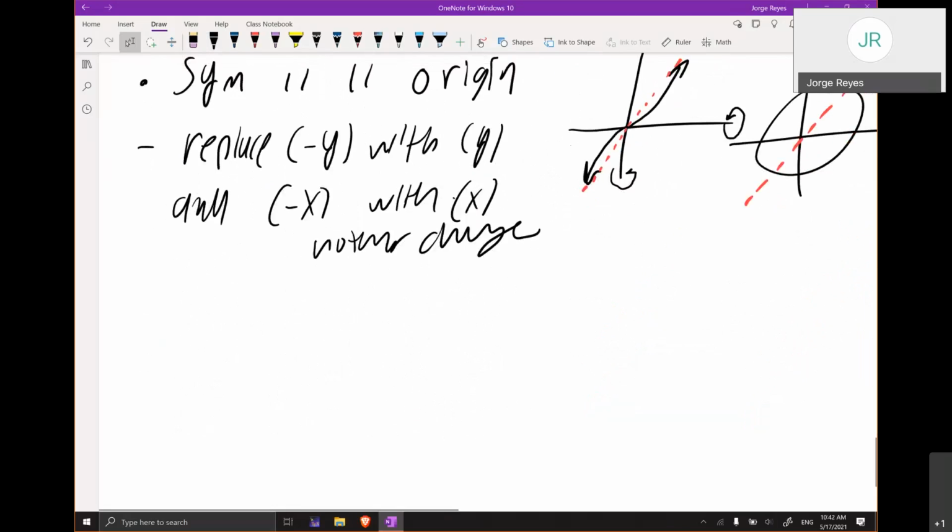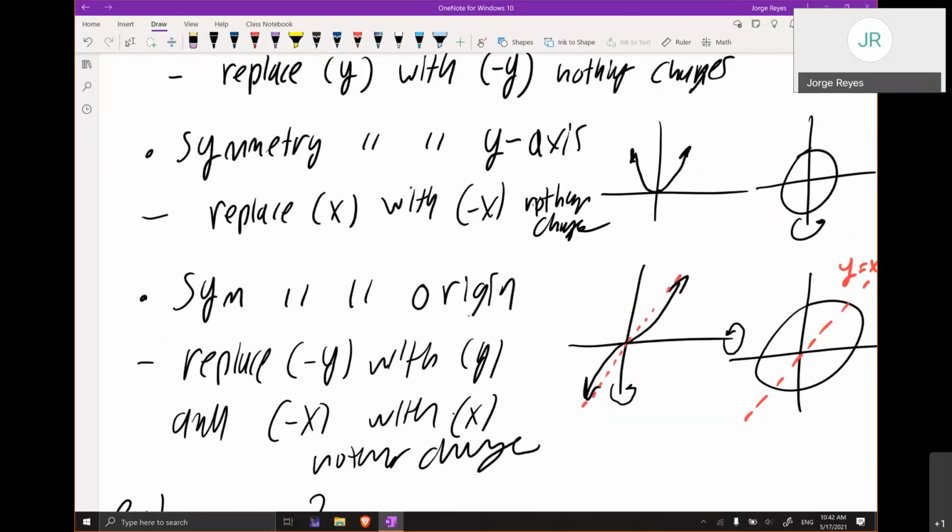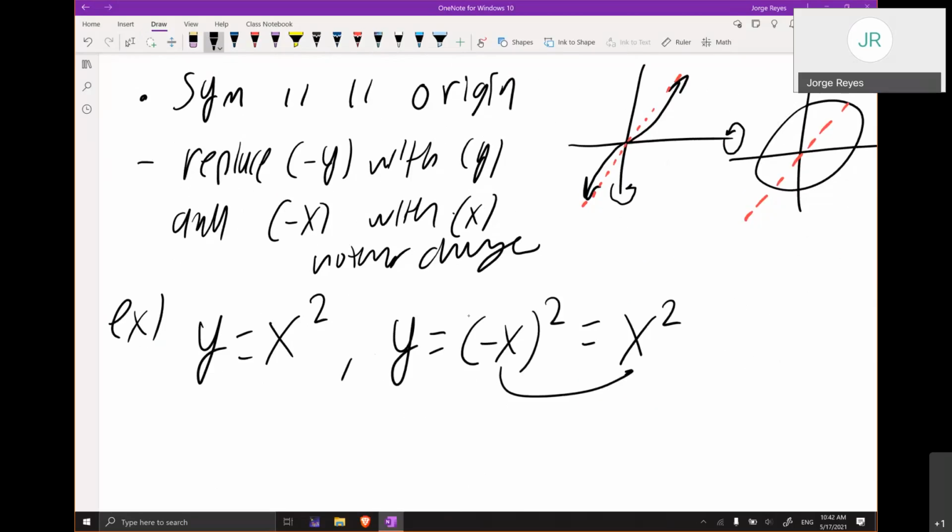So let's just do one or two examples here. I'm going to have y equals x squared, which we know is a parabola, hopefully. So this should be y-axis symmetric. To check, I'm going to plug in negative x, and we know that negatives inside of squares just disappear. So it's x squared. So you see when I plug in the negative x, nothing happened. So this is why it's y-axis symmetric.